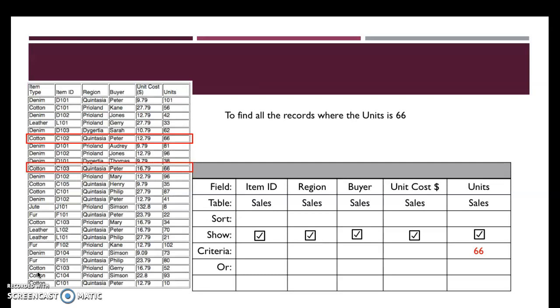So for example, if we wanted to find all of the records where the units is 66, we would then, in our query design window, go to the field units, and our criteria would be 66. And in this case, it will pull the records where the units are an exact match to our criteria, which would be 66.